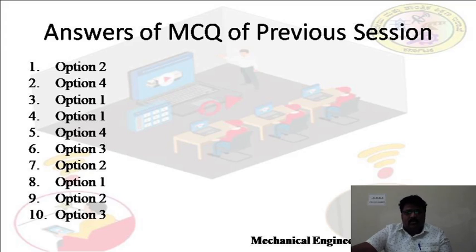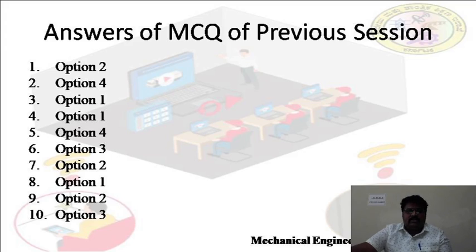Next, the question was: from the following, which one is not a method to find the effective thread diameter? The option was the V-piece method. The other three methods, which were thread micrometer, 2-wire method and 3-wire method, are all used to find the effective thread diameter, but the V-piece method is not used to find the effective thread diameter.